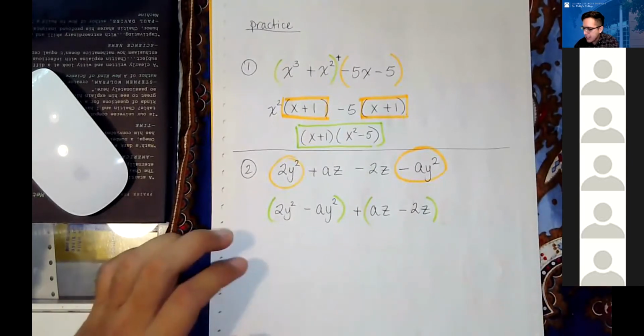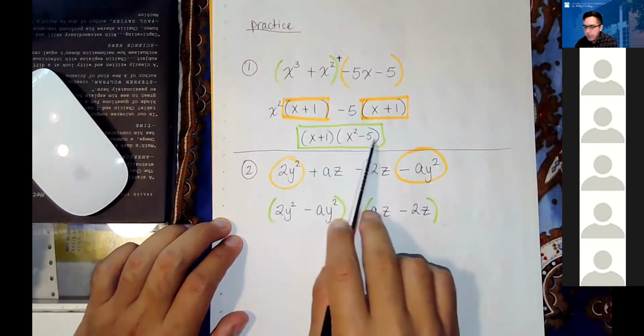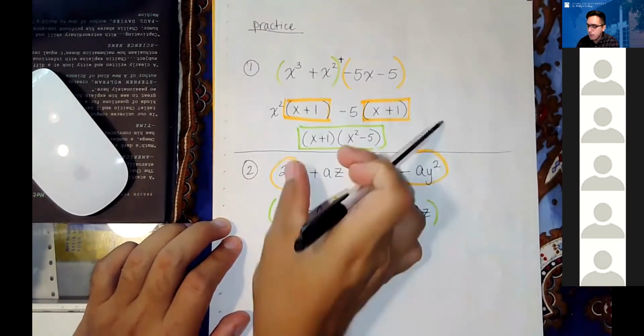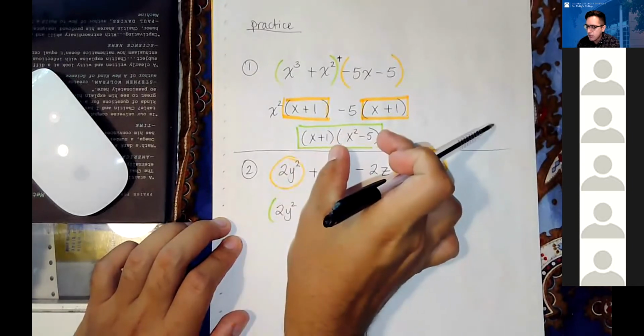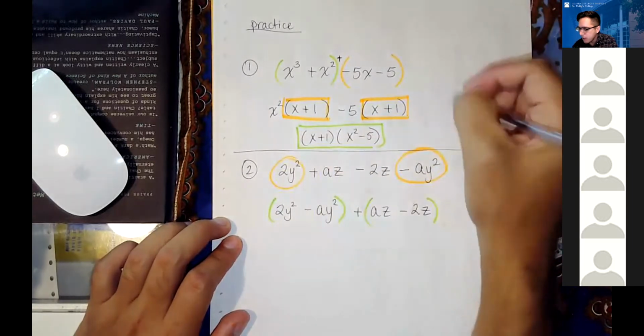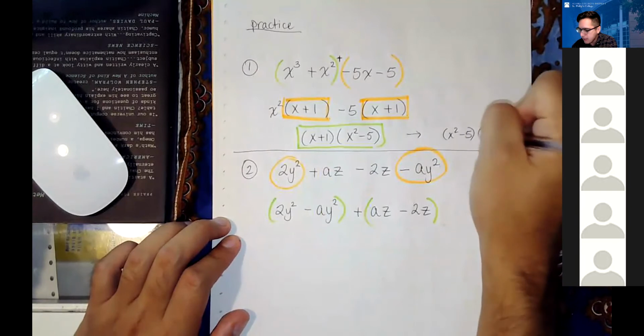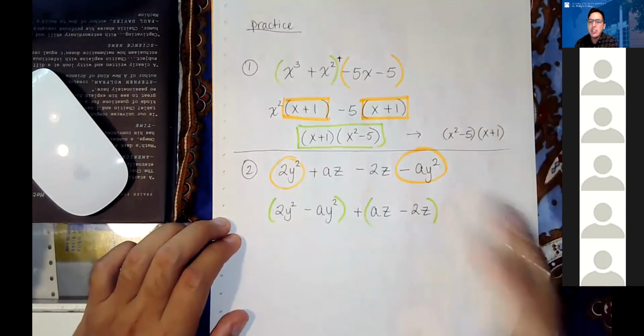Now, one question that I get a lot from students each semester is, does it matter in which order I put these two polynomials? And the answer to that question is no, because if you're multiplying x plus 1 times x squared minus 5, if you just switch the order there and wrote x squared minus 5 times x plus 1, that shouldn't change anything.